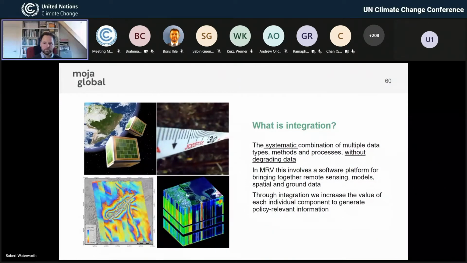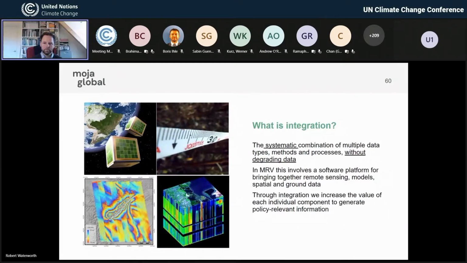So as with yesterday, it's always good to try to come up with what some integration is. And we've defined integration as the systematic combination of multiple data types, methods, and processes without degrading any of the data. So that means that our aim is that if we have spatial systems, we keep the data spatial. If we have dense time series information from models, we keep that information available to us at all times. And that means that we always have this richness of information that we can bring to bear on numerous different policy problems.